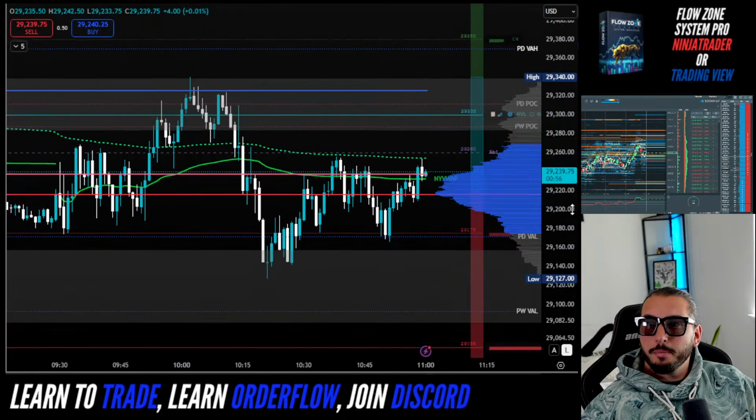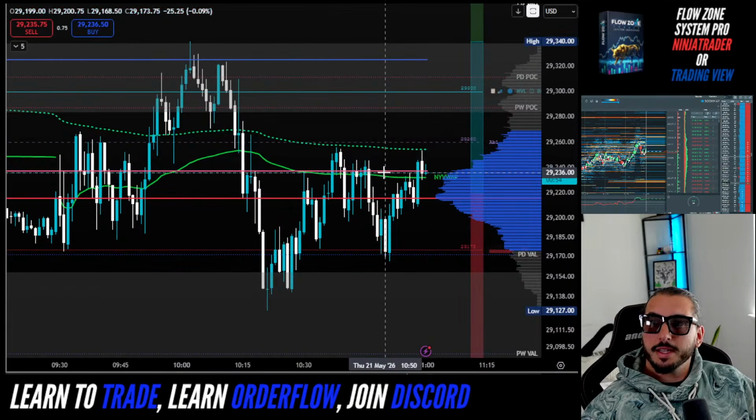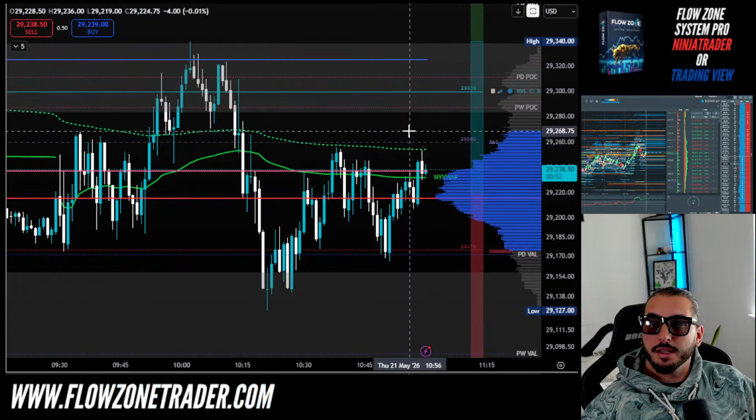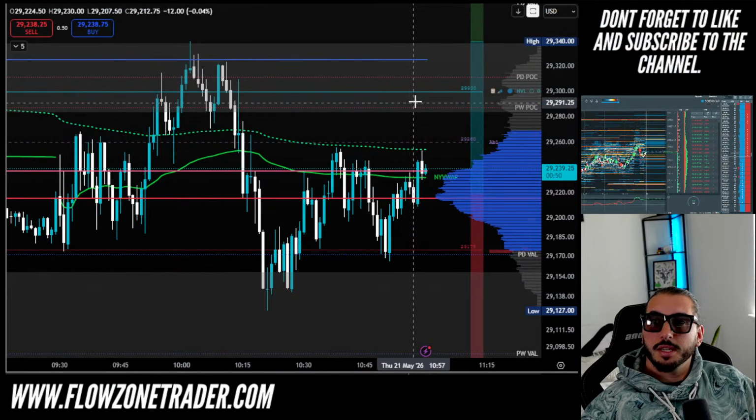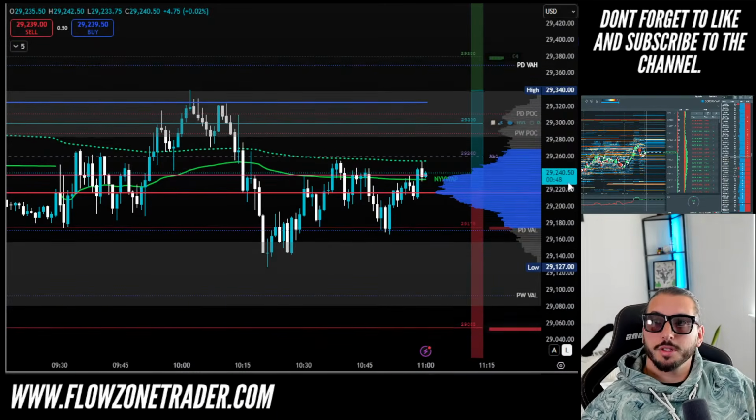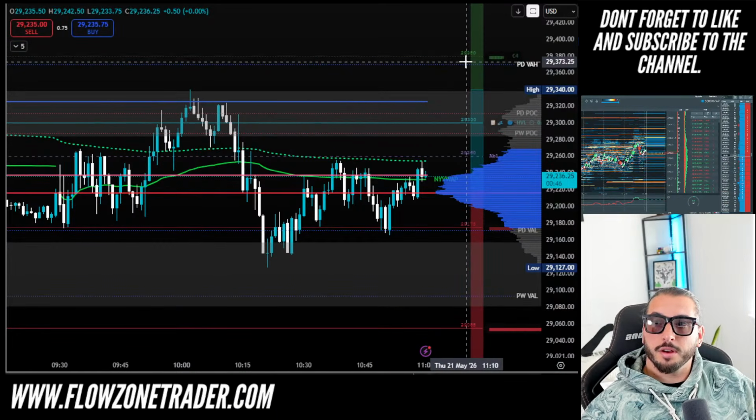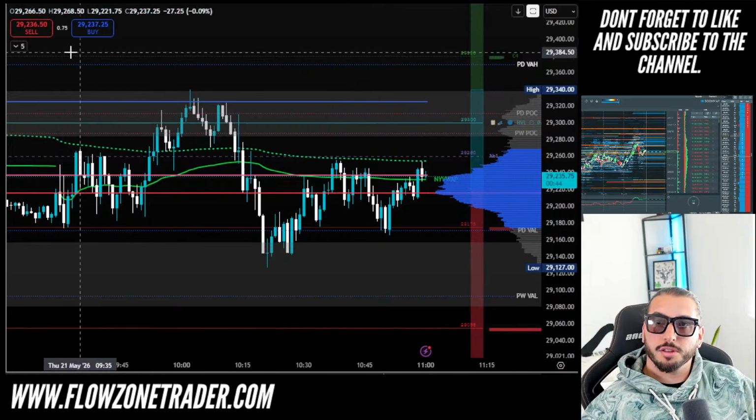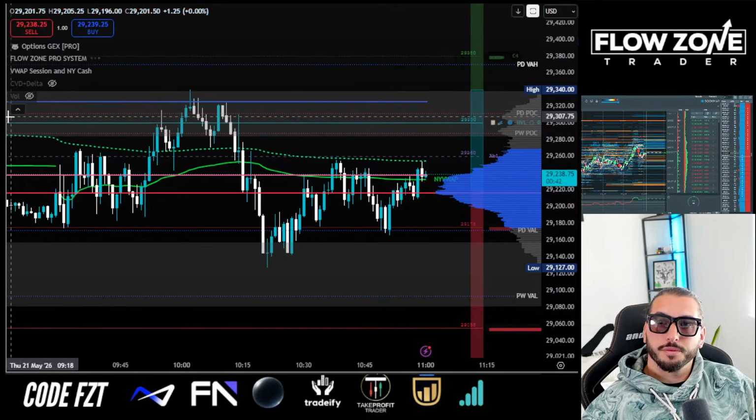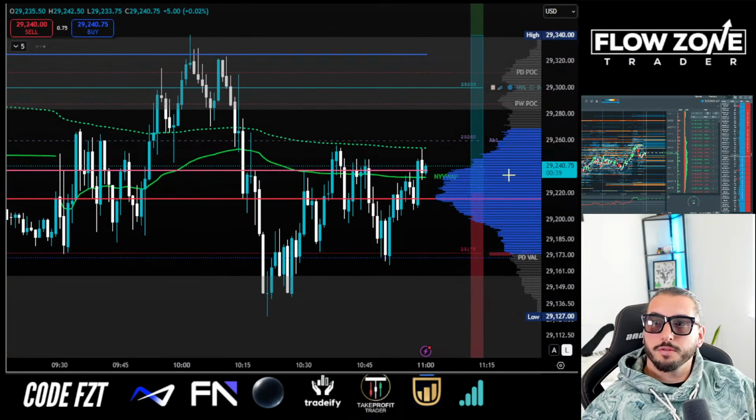Right, they're starting to try and base over this node now. Now, if they base over this node, they're going to try and revisit here, 270s, and then this grey box again. Acceptance over the grey box, they're going to come up to value area high from yesterday. This looks woeful. Absolutely woeful right now.